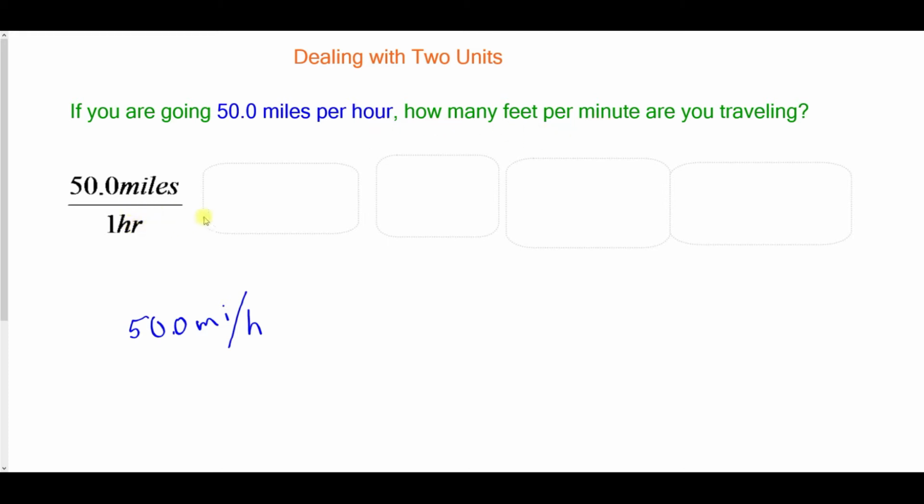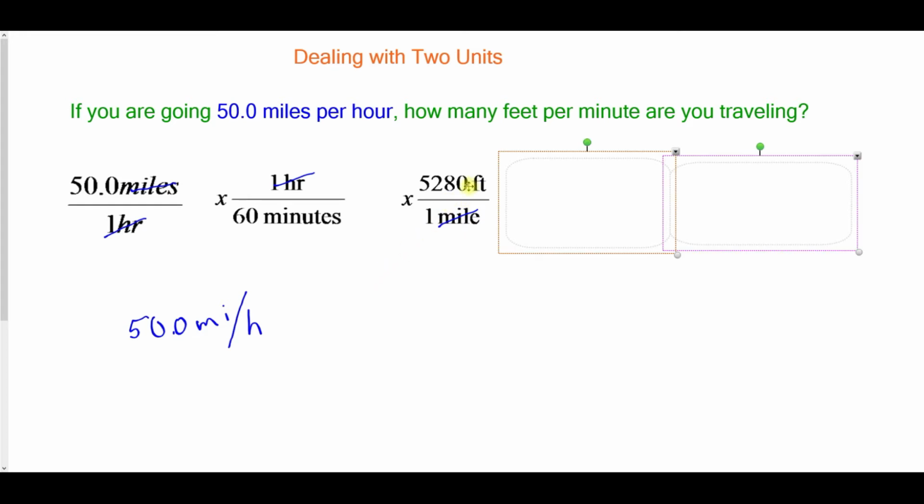Let's start with hour. Doesn't matter which one you start with. But I know that there are 60 minutes per hour, so then I can cancel the hour. Then I'm going to tackle the miles, and you don't have to memorize this one, but it was earlier in the lecture in part 1 that 1 mile is 5,280 feet. So now I have feet, and so I have it in feet and minutes.